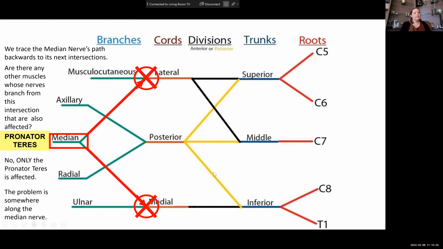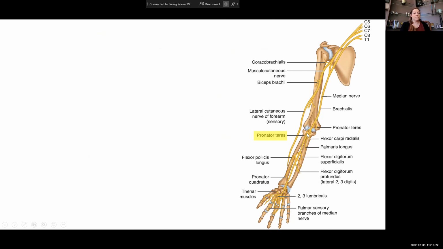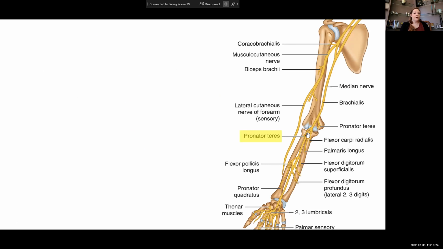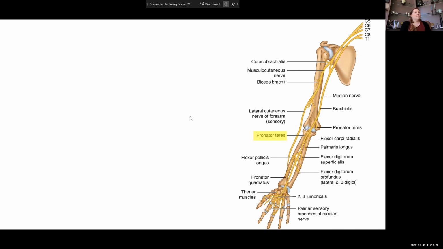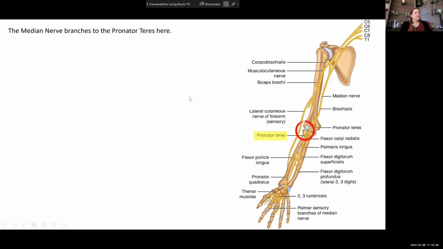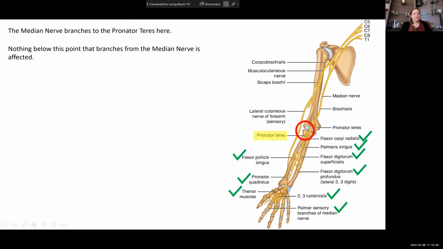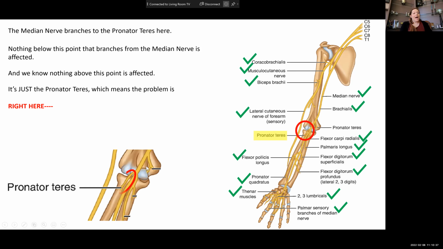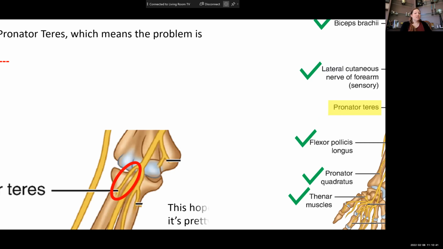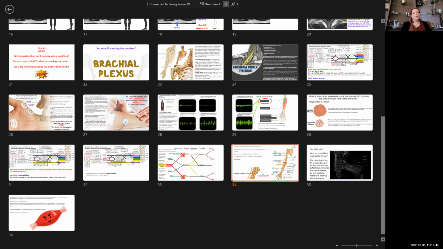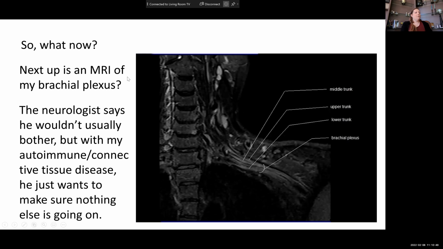So the problem is somewhere along that nerve. How do we know where it is along the nerve? Here's your pronator teres. There's where your nerve branches off. See it right there? So it branches off right here. There's nothing below it. None of these guys have a problem. And nothing above it. So that problem is actually right in this joint somewhere, right in that junction. So that hopefully means it is pretty isolated. Thank goodness.